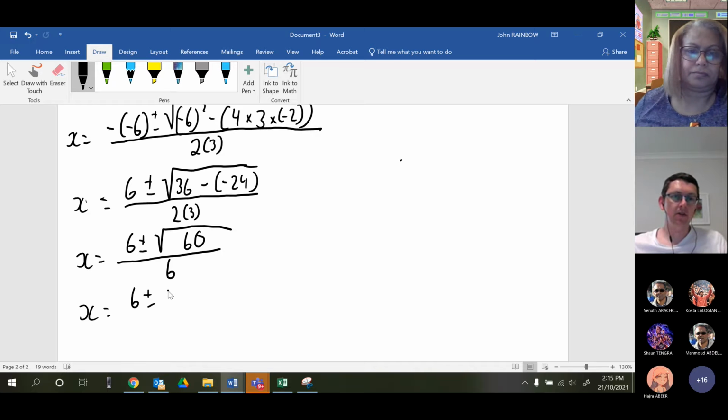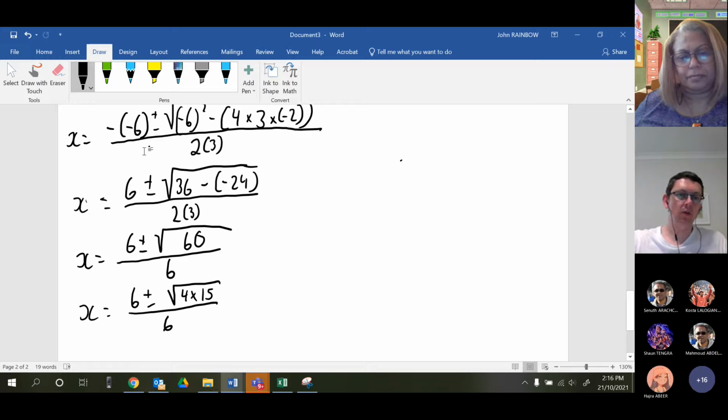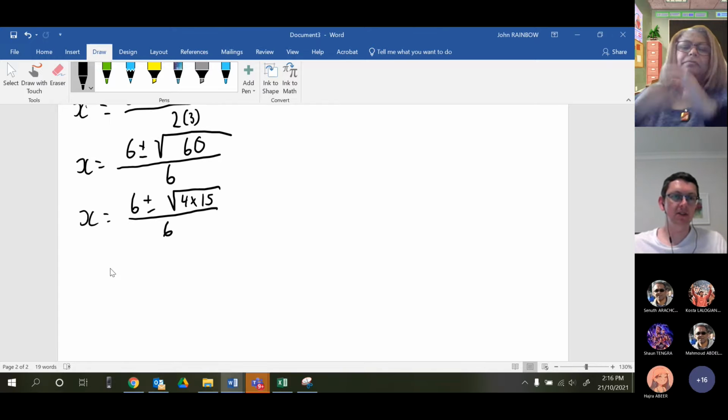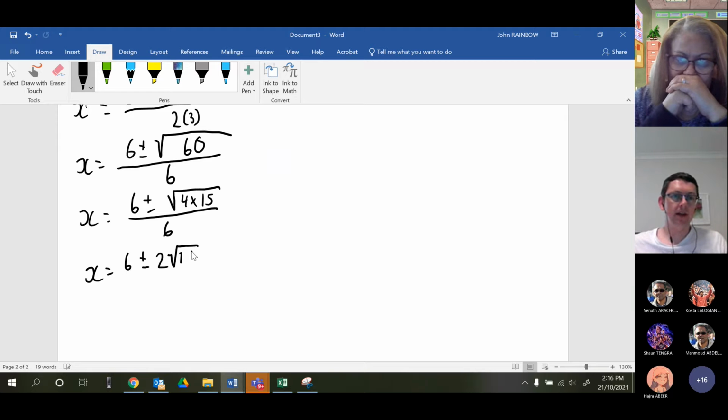I'll just slow it down again just to remind you about surds. It's going to be 4 times 15 to give me 60, on 6. Now remember, I can take out that square root of 4 because it's a perfect square. And this is why we did surds. That's going to be 2 root 15. Okay, now this is simplified.